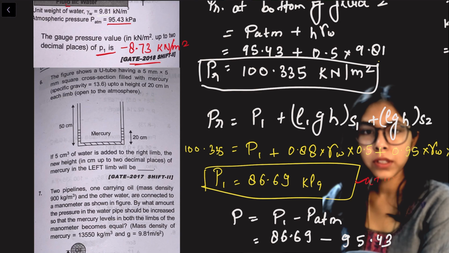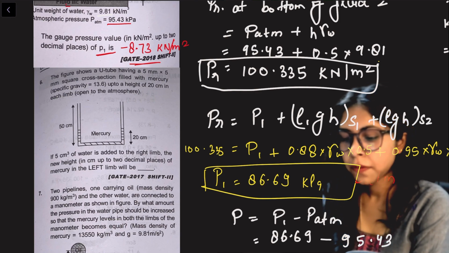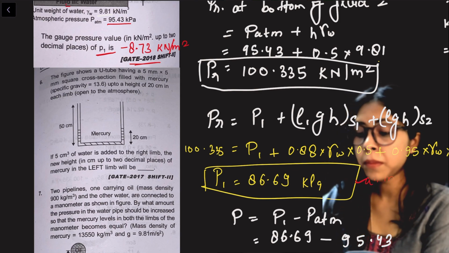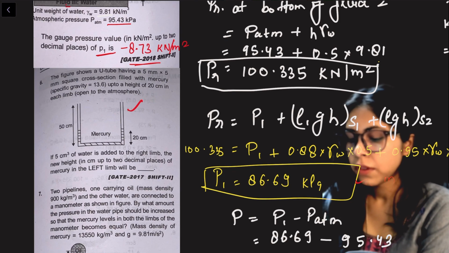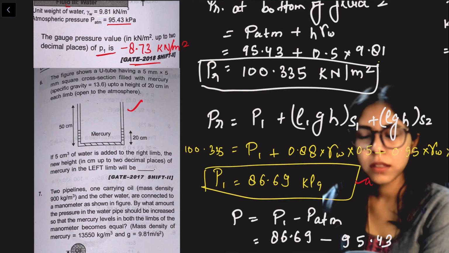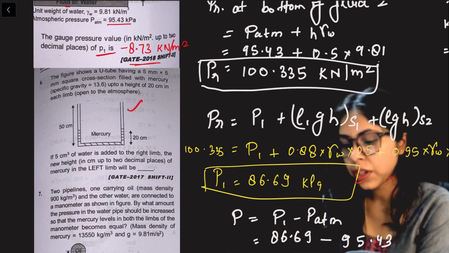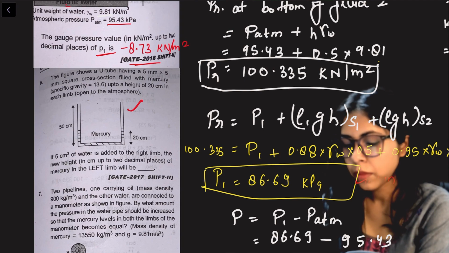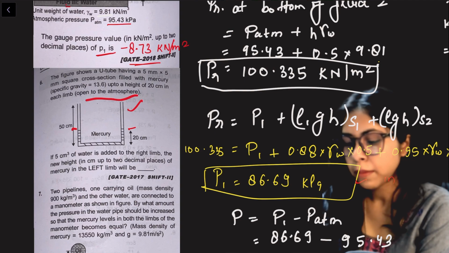Now we have the next question, question number 6, in which they are saying the figure shows a U-tube having a 5 mm by 5 mm square cross section. So we have a U-tube manometer with a square cross section, not circular. Now that is filled with mercury, which has specific gravity 13.6, up to a height of 20 centimeter in each limb. So in each limb it is 20 centimeter, and both limbs are open to atmosphere.